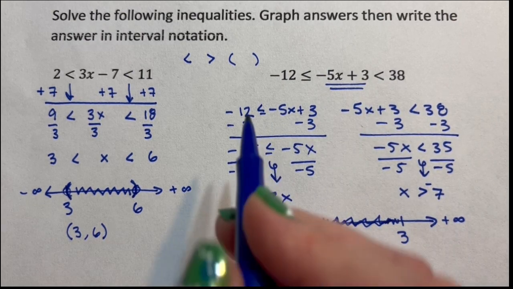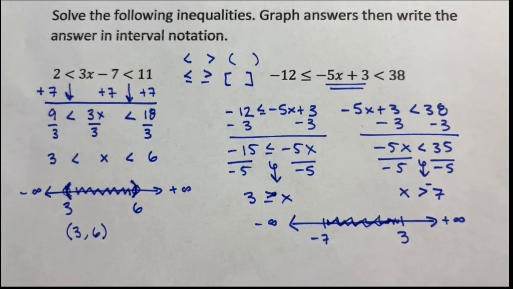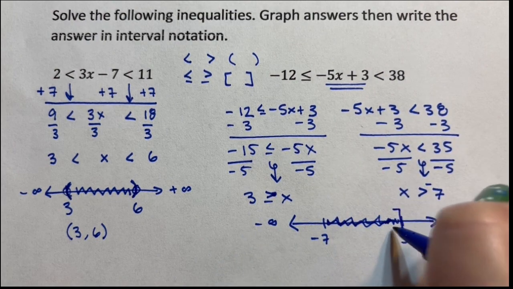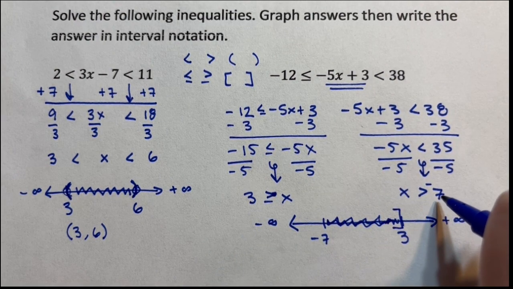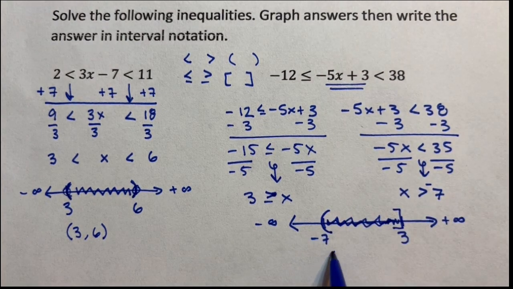Okay. There is an equal sign here. Anytime you have that equal sign, you're doing brackets. So the 3 has a bracket. The negative 7 without the equal sign has the parenthesis. So my interval notation is going to be negative 7 to 3.